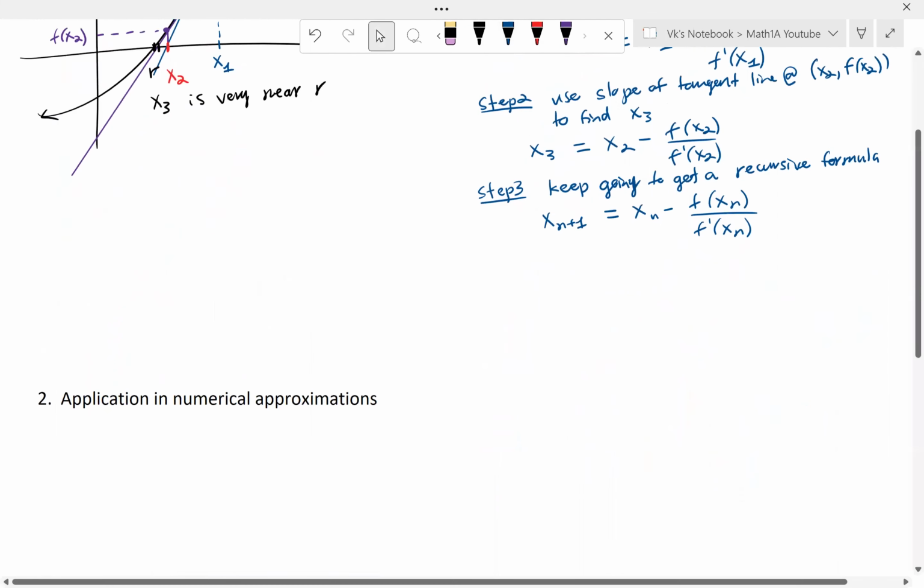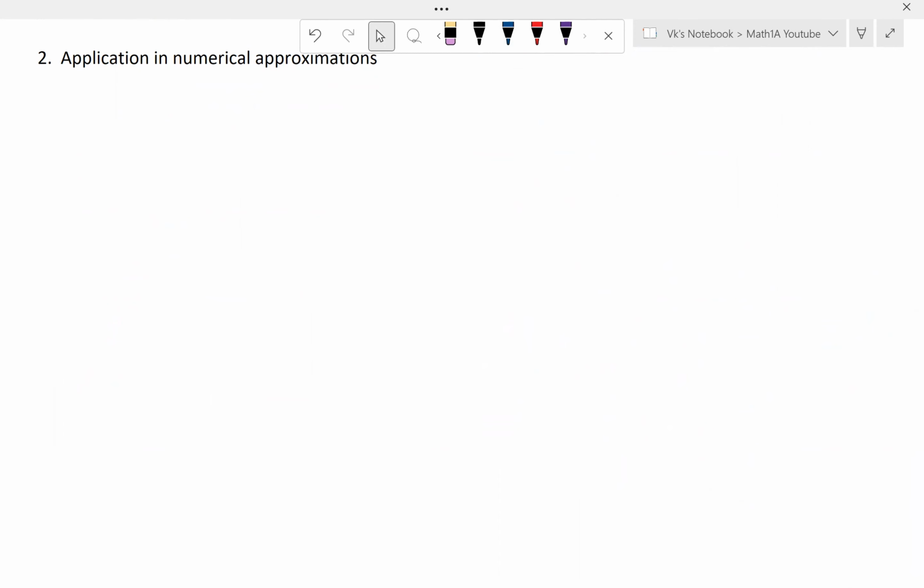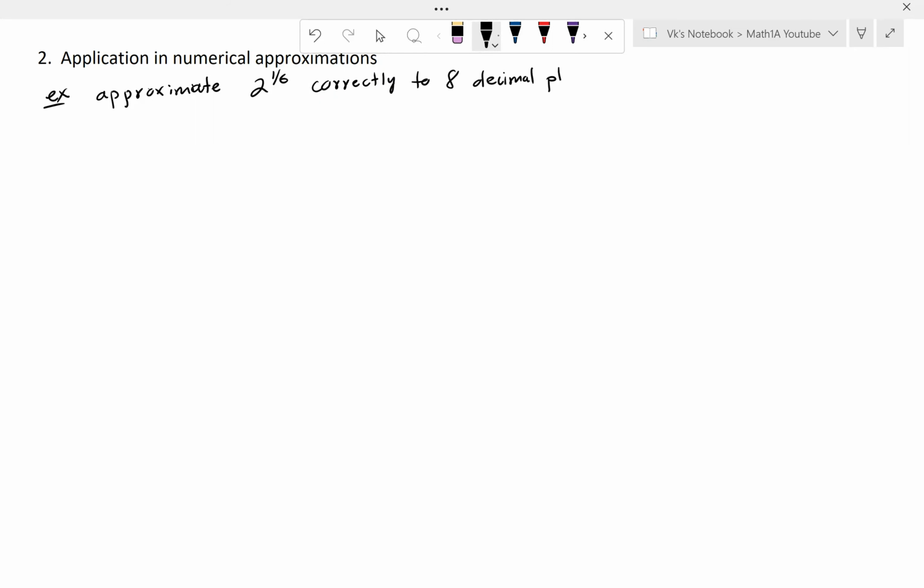Let's take a look at some application. First application, application in numerical approximation. Example, approximate 2 to the power 1 over 6 correctly to 8 decimal places. Wow, it's a huge task here.